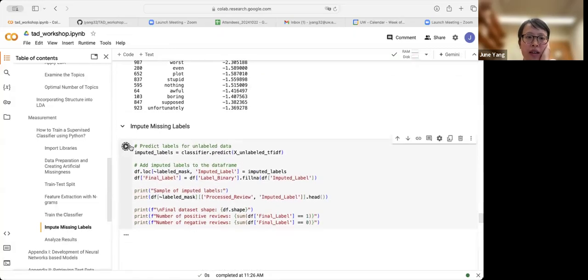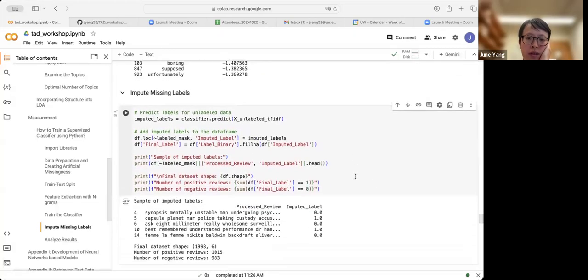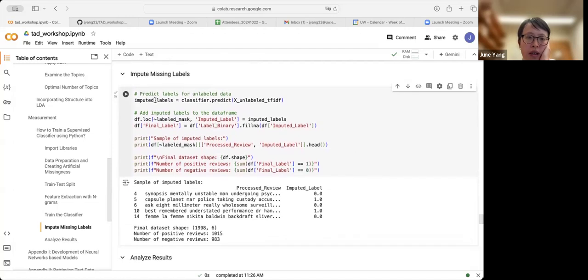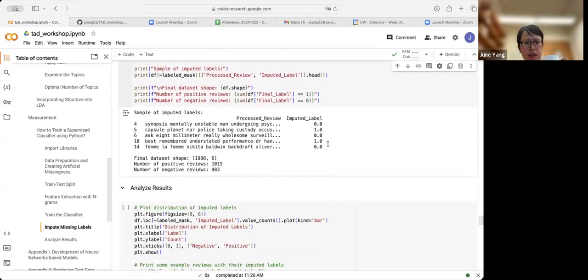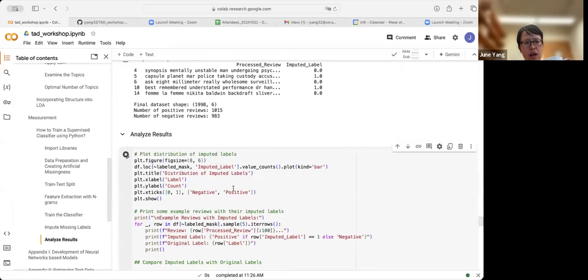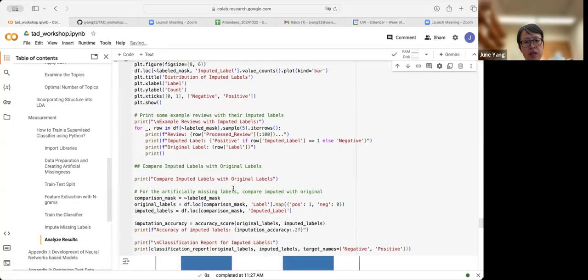After we're confident that our model is doing pretty well, we can use it to impute the missingness in our measurement. Recall that I have 400-something observations that don't have this measurement. I need to impute the missingness. So we just use this trained model to predict on our unlabeled data set. And then we can also analyze some results.